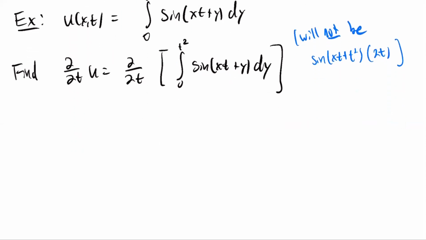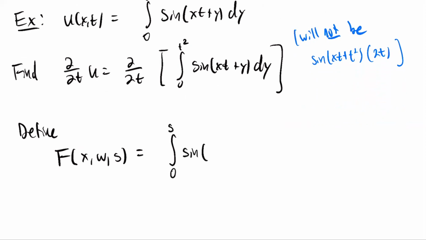And so what we're going to do is, let me define a new function, which I'll call capital F of x, w, s. And this function, I'm going to replace the t squared and the t in my problem by two separate variables. So this is the integral from 0 to s of sine of, now I'm going to replace t by w, right? Sine of xw plus y dy, and I'll leave y and x alone.